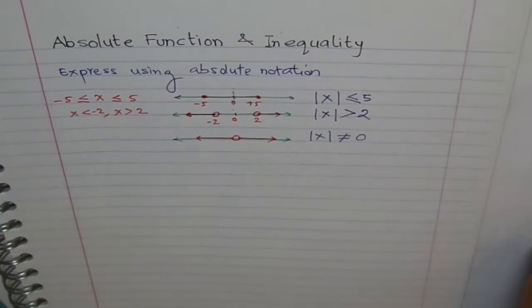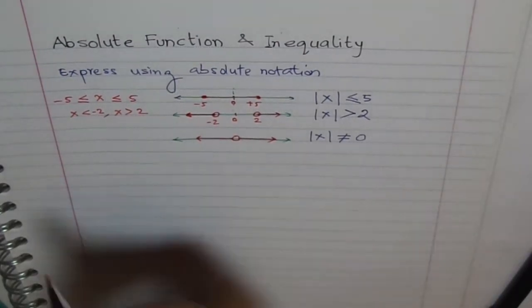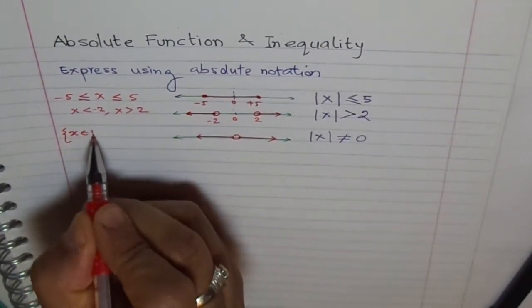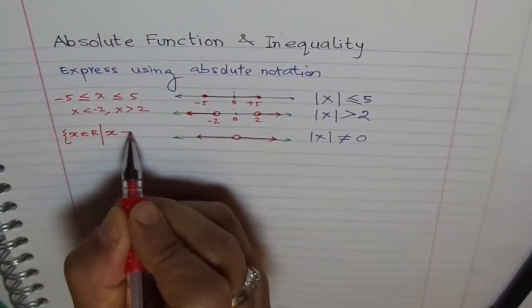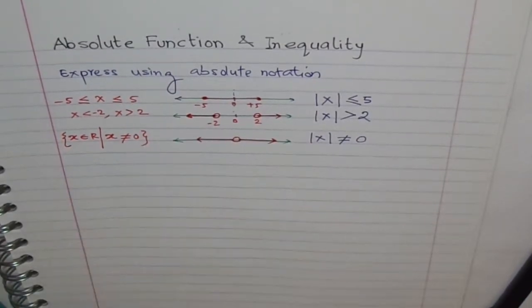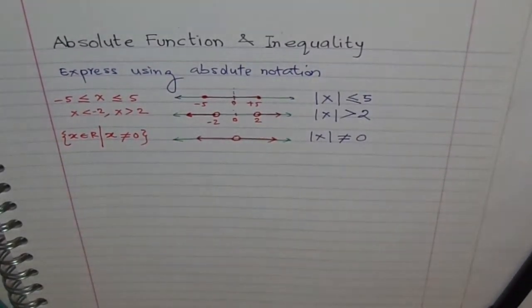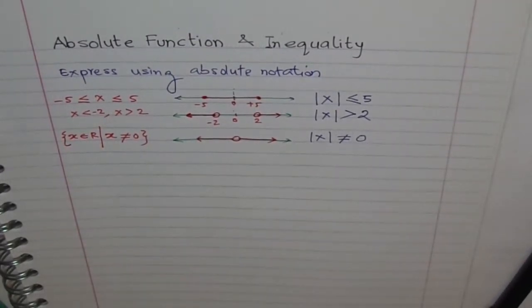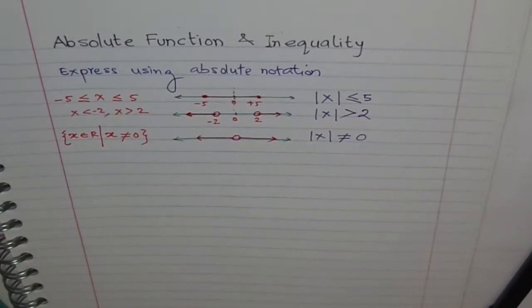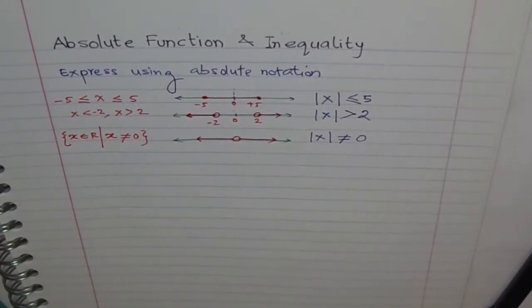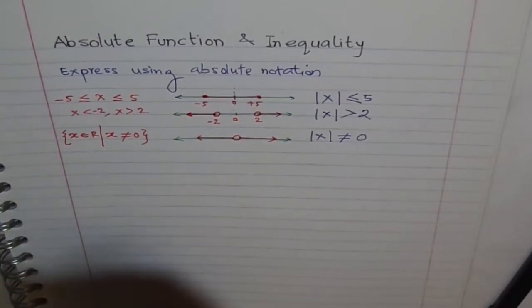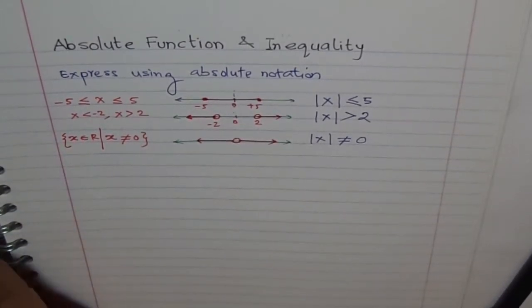Is that okay? Well, let me use different notation this time. I will use set notation. We say x belongs to real numbers, but x is not equal to 0. Does it work? Yes, it does. So these are different ways of representing similar things. And especially when we are talking about domain and range, then this is a very, very effective way of using absolute function, or sometimes number line, set, or inequalities. So these are very, very different ways of representing the same thing.